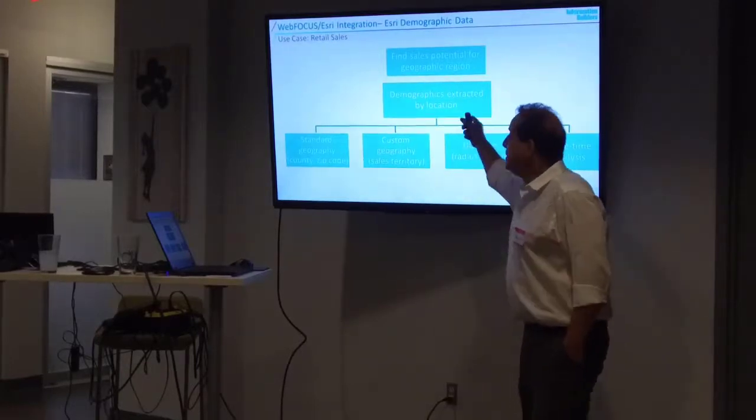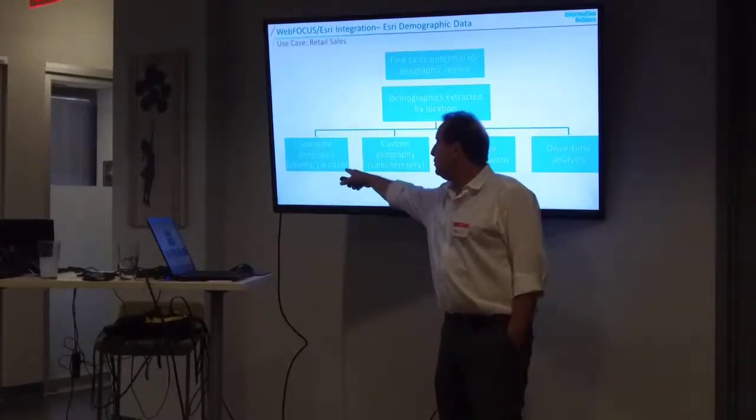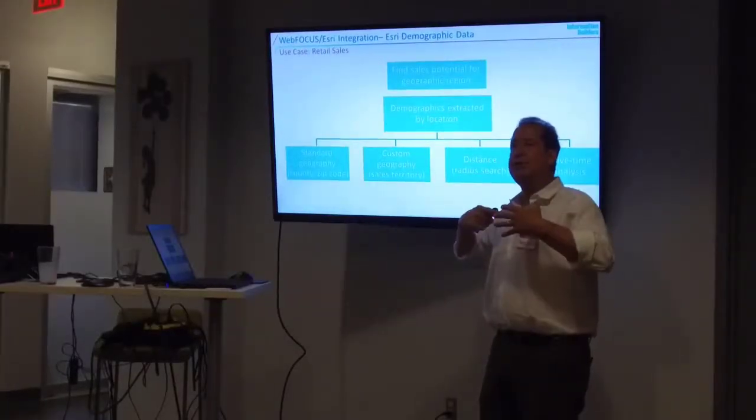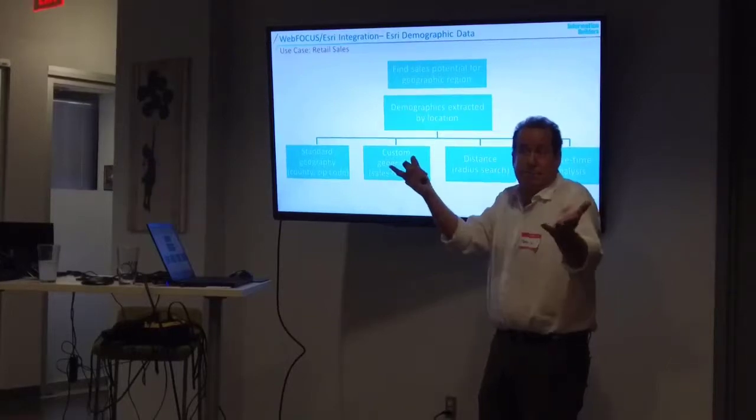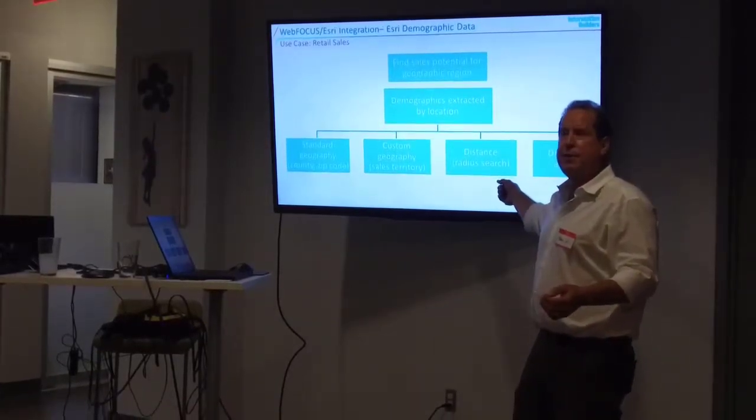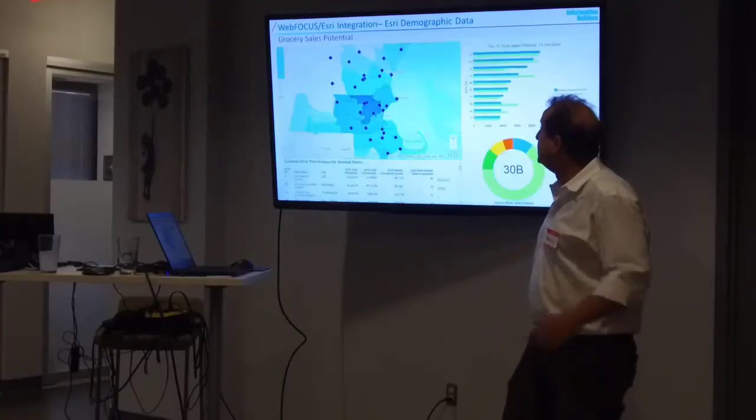Okay, so we extracted demographic information by location. We chose to, in some cases, we pulled it by standard geography, like county and zip code. I think in this case we did. It could have been done by sales territory, a custom geography, right? We work for 2 different companies. My sales territories are going to look different than yours, probably. Could have been a distance. Show me everything within a 20-mile radius of each one of my stores, or a drive time analysis.